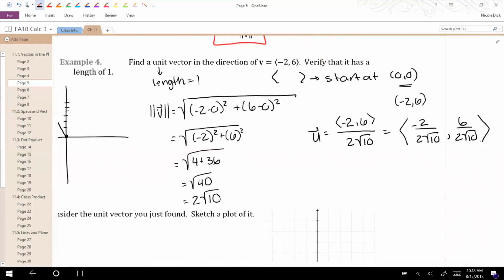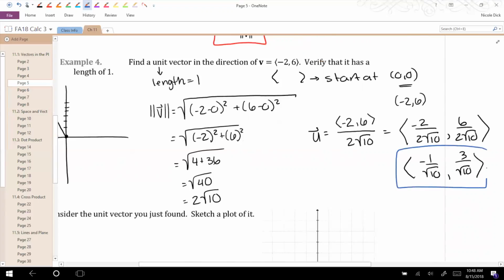How can we reduce both of these? What factors do those first terms have in common? 2. So definitely reduce by those. So we get -1 over root 10. And then over here, we also have factors of 2, so 3 over root 10. That would be a fine way to leave this answer. There's nothing wrong with that. And that's probably the way I'll write it most commonly. But there are some other ways we can do it, and I'll look at those real quick here too.